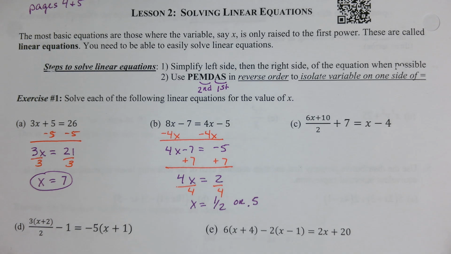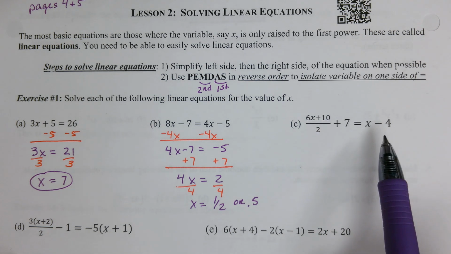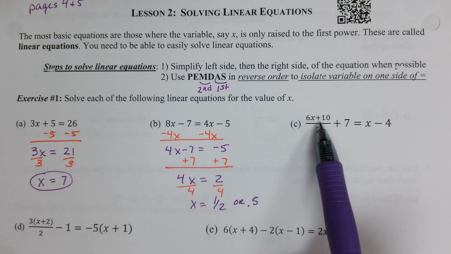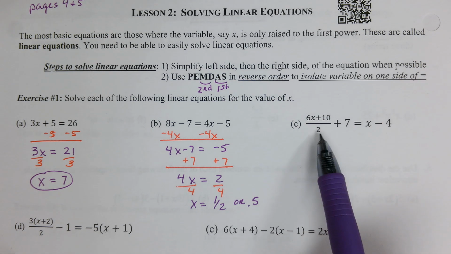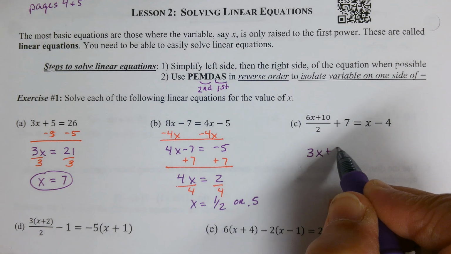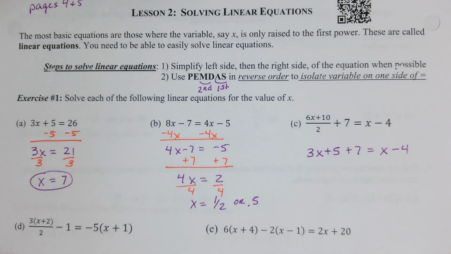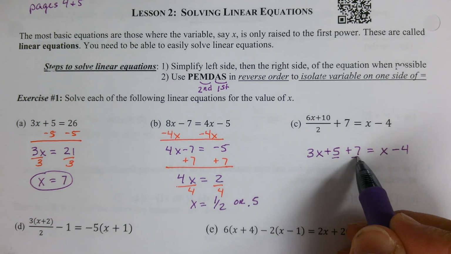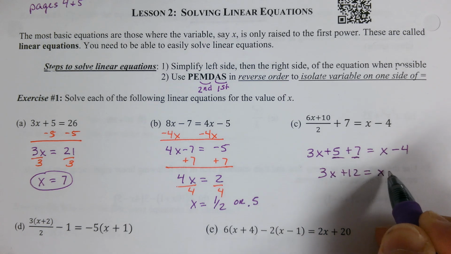For C, okay, so on the left-hand side, we have some simplifying we can do. First off, we have this (6x + 10) divided by 2. To simplify that, 2 divides evenly into each term of the numerator, so let's just divide each term by 2, and we get 3x + 5. Bring down the + 7, and the equals x - 4. Combine these like terms here, that's 12. 3x + 12 = x - 4.